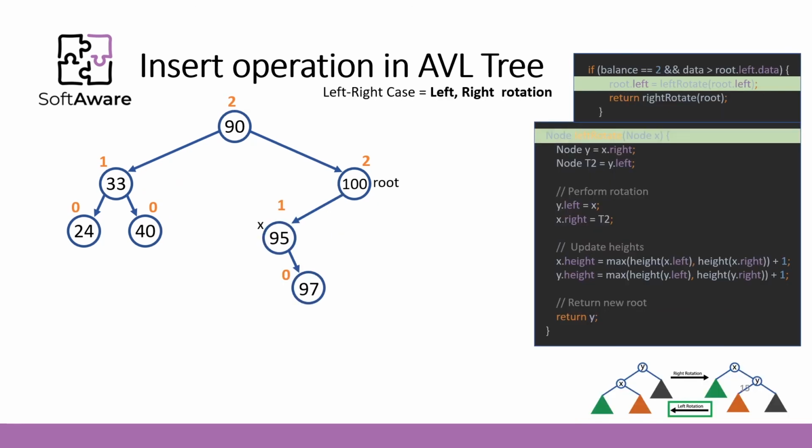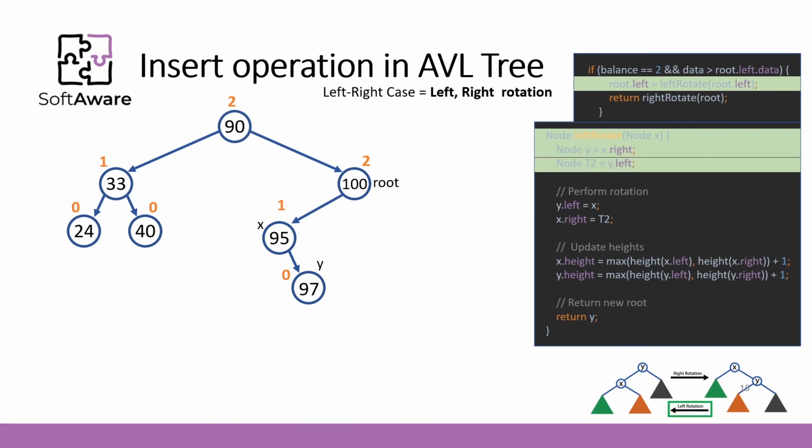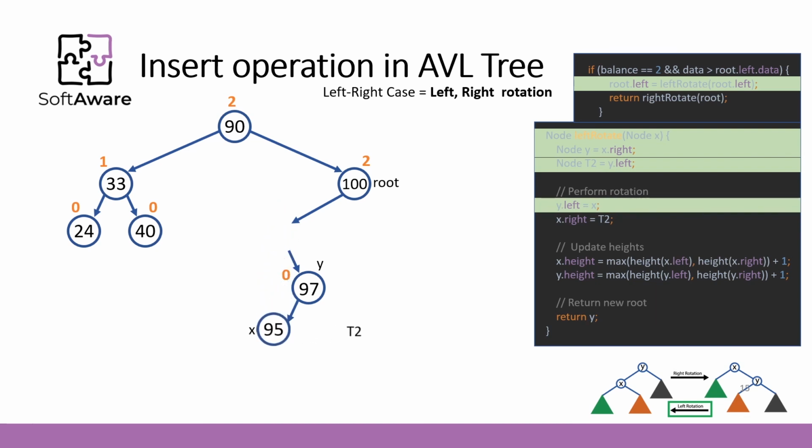So in this case, our x will be 95 and y will be 97. T2 is y.left. We perform rotations. Y.left becomes x and x.right becomes T2. We update the heights of relocated nodes and return the merged node y as our new root.left.